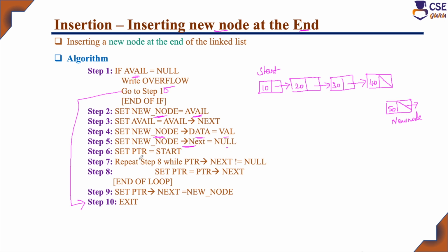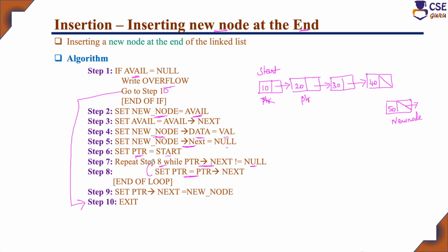The next pointer part will be marked by null pointer, okay. Now PTR is equal to start. So start will be considered as PTR. Then repeat step 8 while PTR of next not equal to null. If it is not equal to null, you have to repeat this step. Check whether PTR of next not equal to null. Yes, PTR of next is pointing to element 20. It is not null. Next, what you have to do, set PTR is equal to PTR of next. Now mark this as PTR.